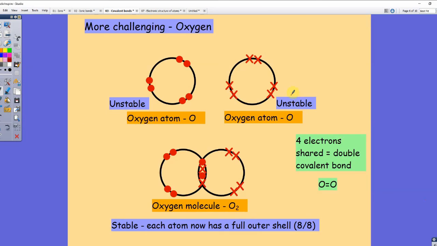And now we can look at the slightly more challenging one, which is oxygen. Oxygen, the unstable version, has got 6 electrons in its outer shell because oxygen is in group 6. So if we have 2 of these, the only way to overlap to make sure that we have 8 electrons in each outer shell is they must put 2 electrons each into this overlap. So now each oxygen has got 8 electrons in its outer shell, but by the fact that we've now got 4 electrons in this overlap, this makes this a double bond, so it's often drawn like this. Instead of a single stick, it's this equal sign, the 2 bonds, and this occurs in lots of different molecules.